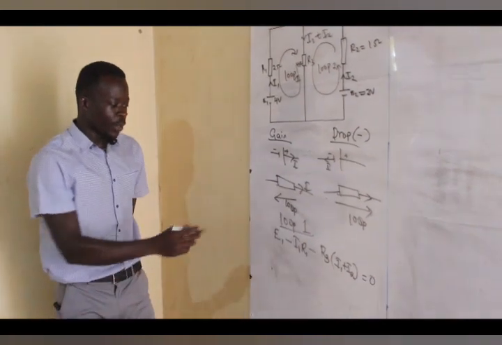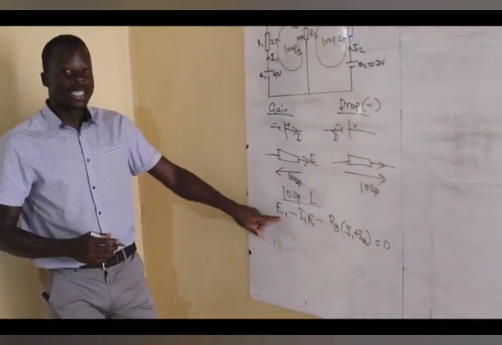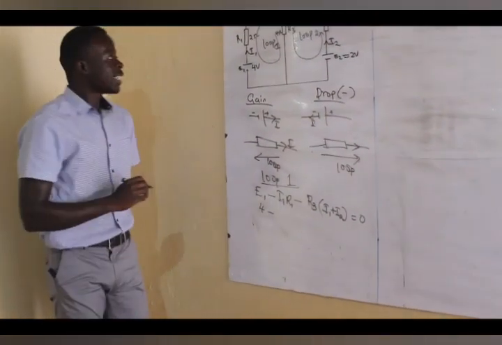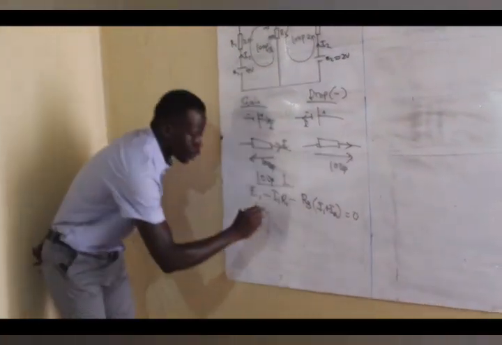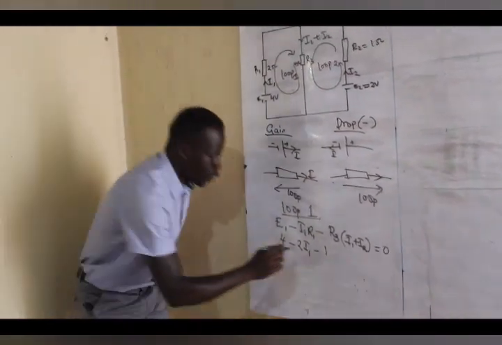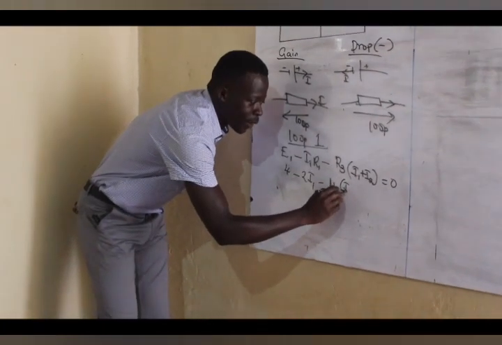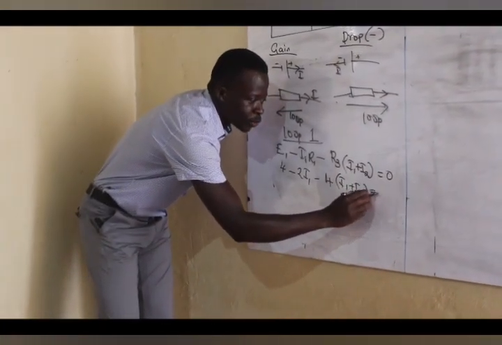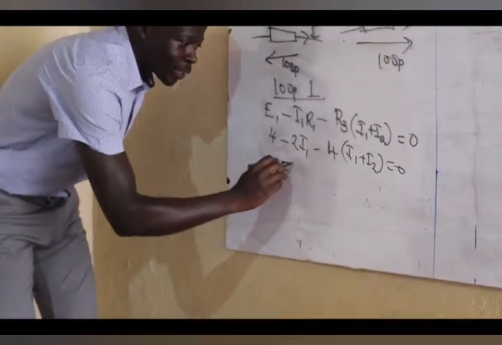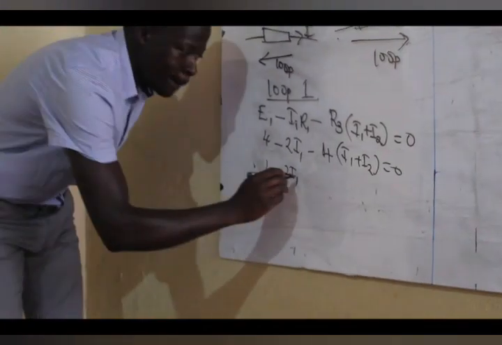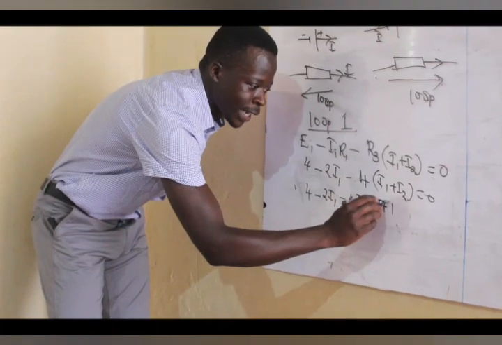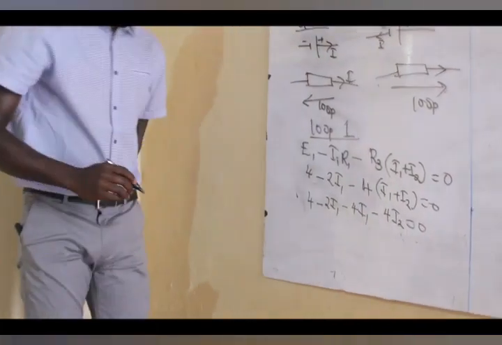So what normally happens, we open the bracket. First of all, we have to replace the values here. So E1 is 4, minus I1 R1. R1 is 2, so it will be 2I1, minus R3, which is also 4, into I1 plus I2, should give you 0. So when you open the bracket, you have 4 minus 2I1 minus 4I1, then minus 4I2 is equal to 0.